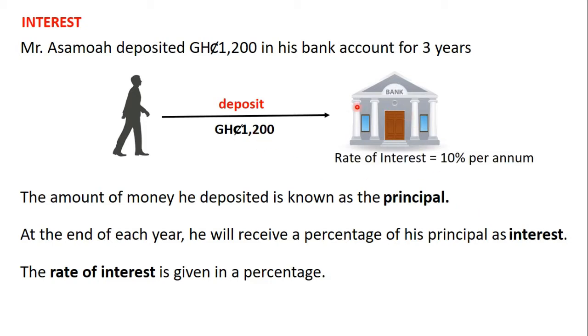So let's say that in the case of this bank, the rate of interest is 10% per annum. Per annum means per year or yearly. So 10% per annum means 10% every year. Now, if the bank gives an interest of 10% per annum, what it means is that at the end of each year, the bank will calculate 10% of Mr. Asamoah's principal, and that will be the interest that his money has earned at the end of the year.